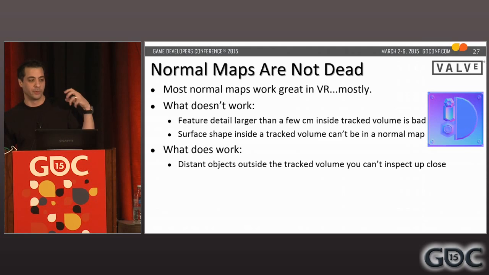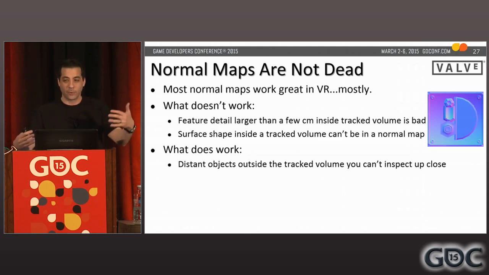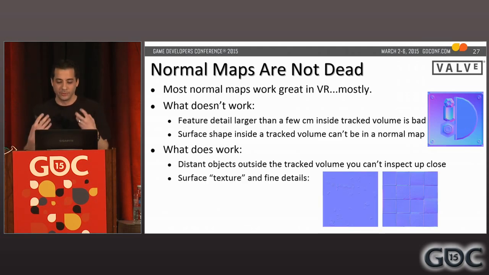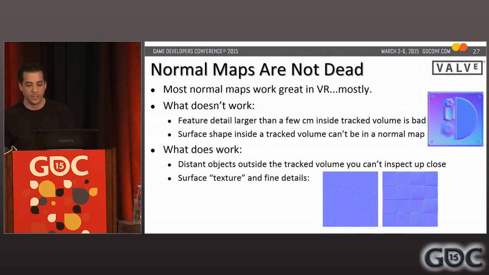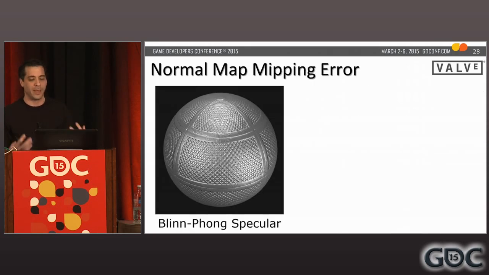All the things we've been doing with normal maps for years still work. The things that work in your tracked volume, things that you can get up close, are what I call surface texture and fine details. This still works great. You can still get away with a lot of this, and we use it all the time. But normal maps have this fundamental problem that we're all very familiar with. Okay, so let's look at the normal map mipping problem.